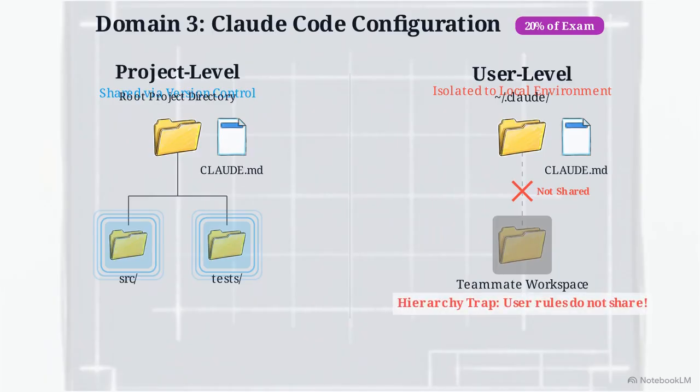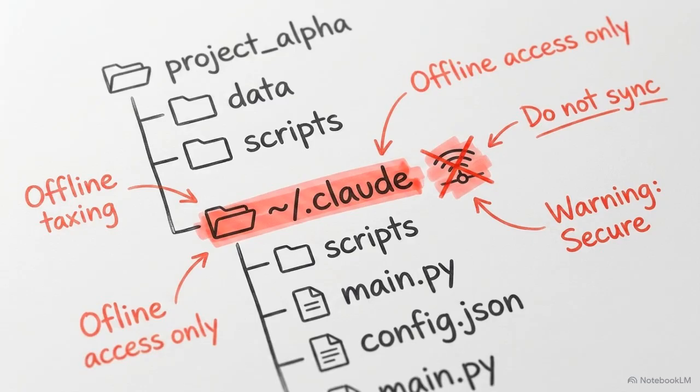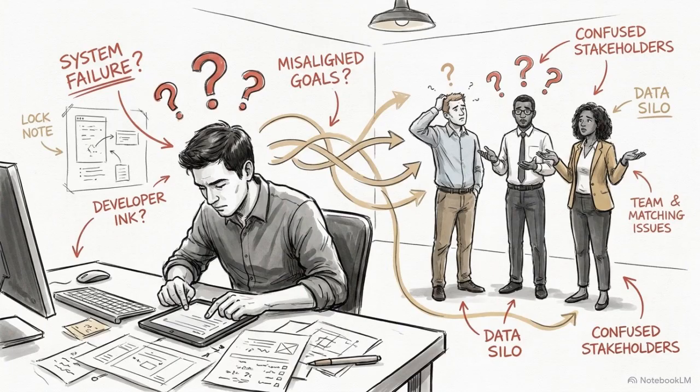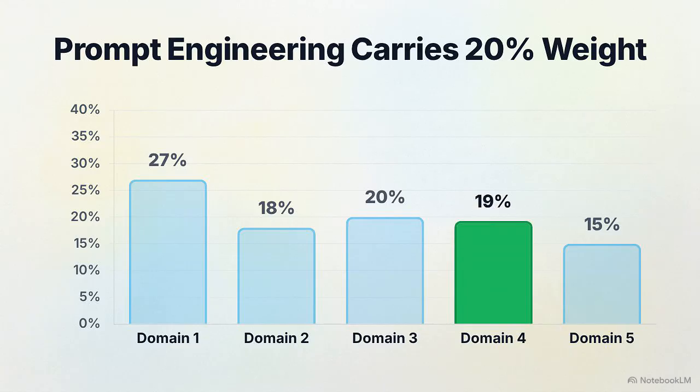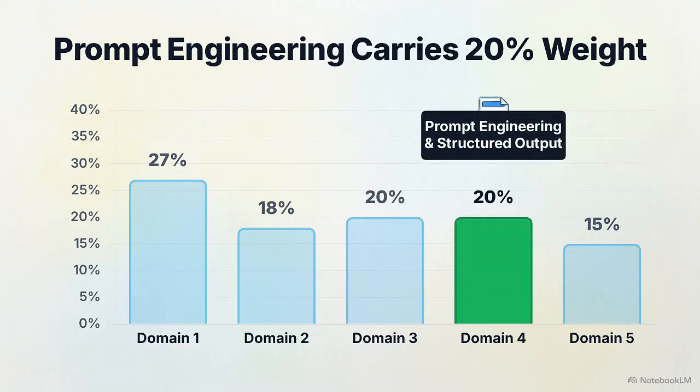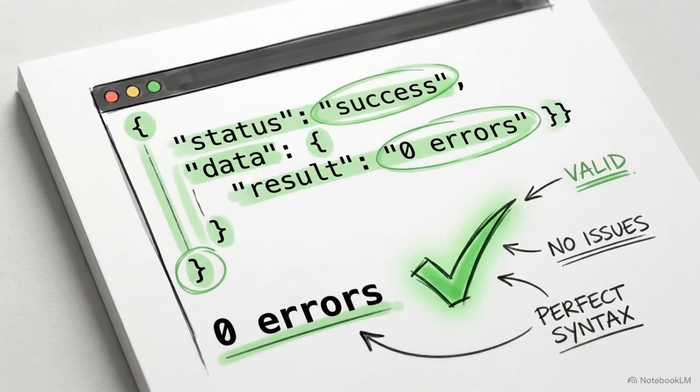This diagram illustrates the configuration models tested in Domain 3, which is worth 20%. This section tests your grasp of the Claude.md file hierarchy. Cautionary: beware the hierarchy trap. Placing team instructions or codebase conventions in a user-level directory means they are not version controlled. Those rules remain completely invisible to the rest of your engineering team.